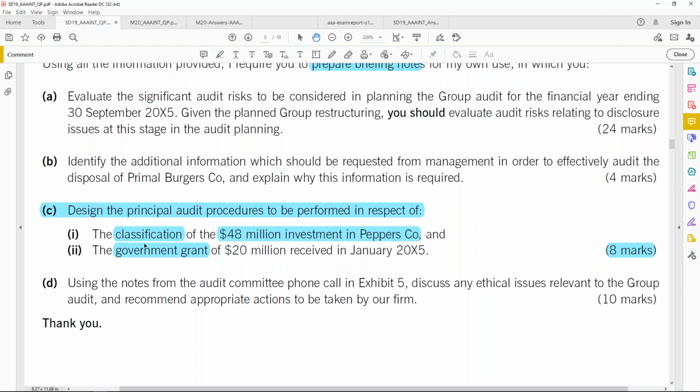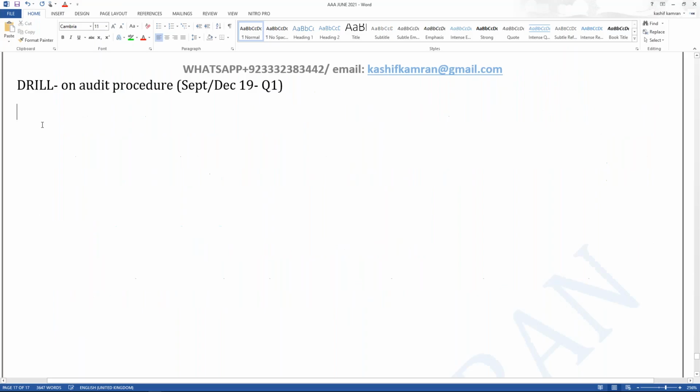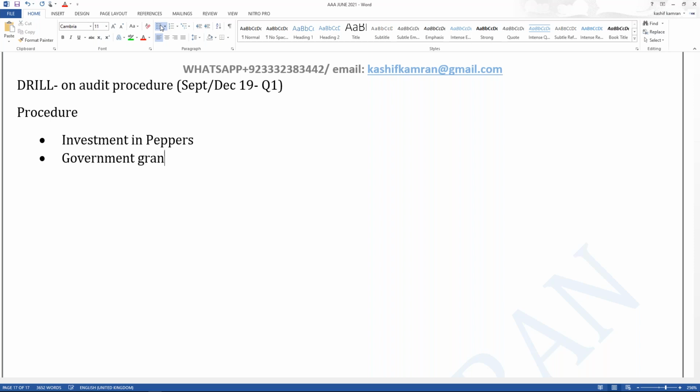Now, once you know you need to write procedures on the investment in paper, and you need to write procedures on the government grant, it's so easy. You need to write procedures, right? And you need to write procedures number 1 on the investment in papers, and you need to write procedures on the government grant. How many marks we have for each? We had 8 in total, right? So should we allocate 4 marks to each of them? Investment in paper 4, government grant 4. I'll do one with you, you do the other yourself. Investment in papers and government grant.